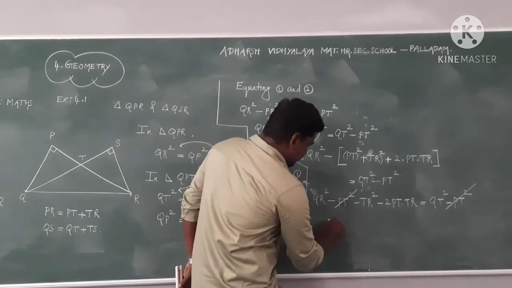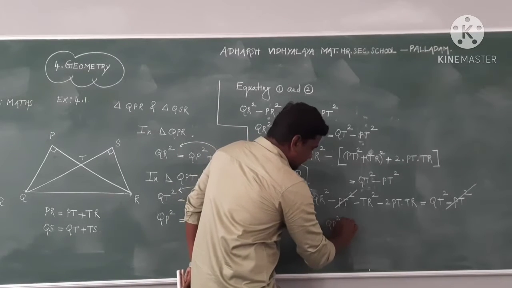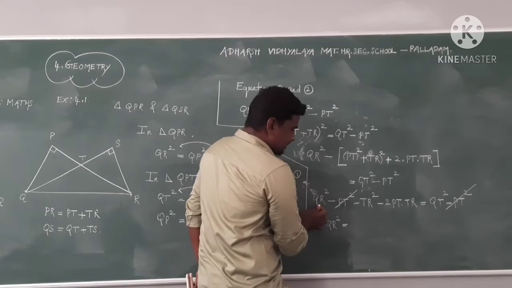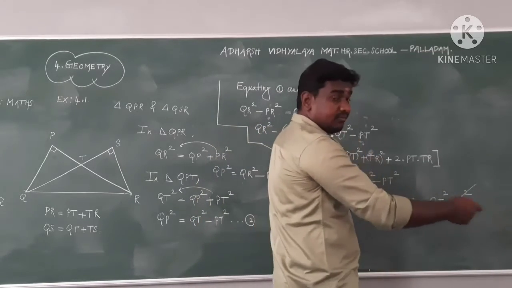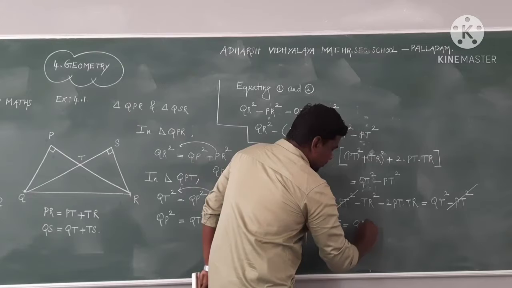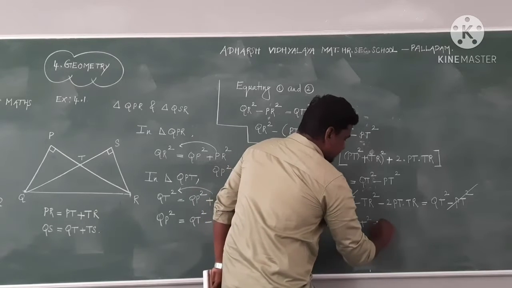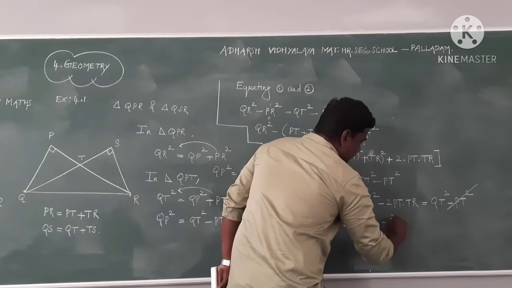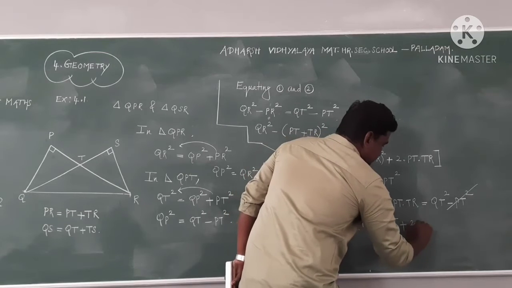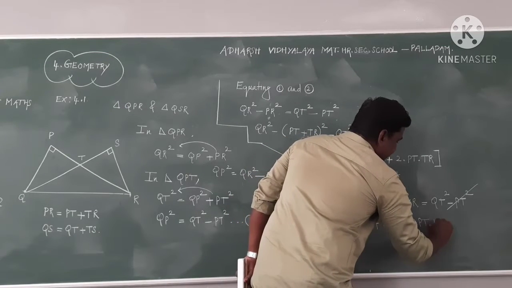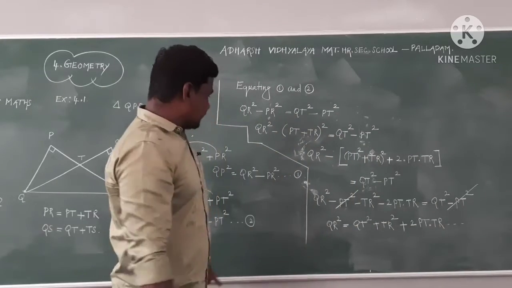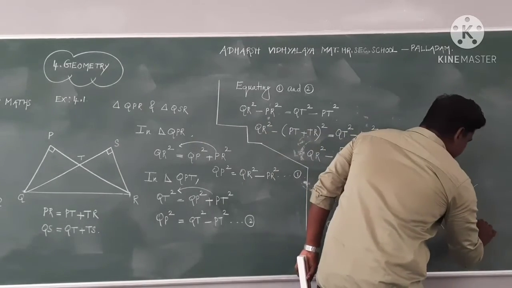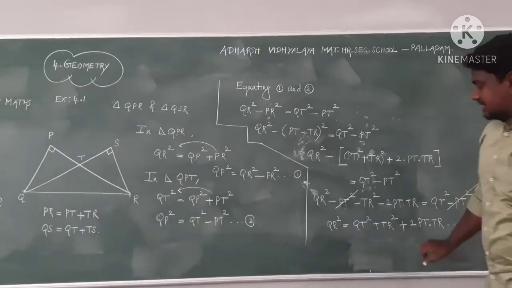So what we have? QR² is equal to, this minus term becomes plus when you take it to the right-hand side. So QR² = QT² + TR² + 2 times PT·PR. This is equation number 3. I hope you understand this.